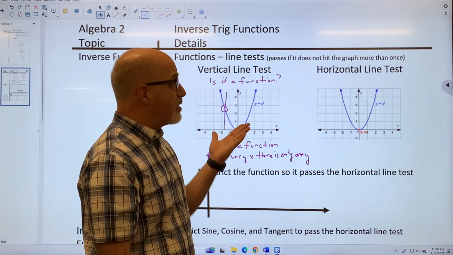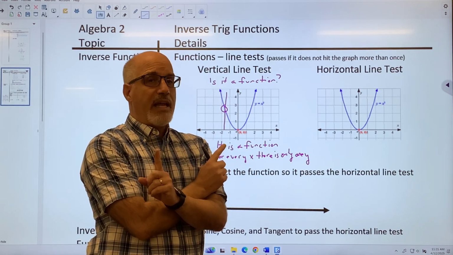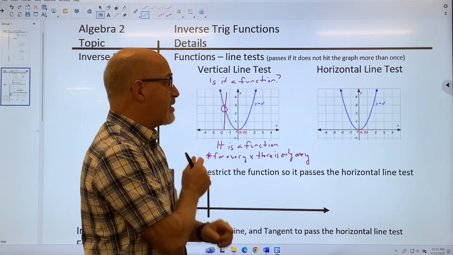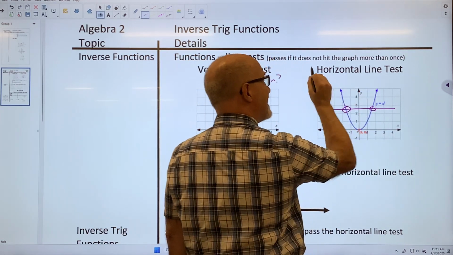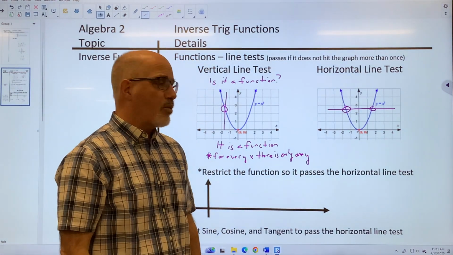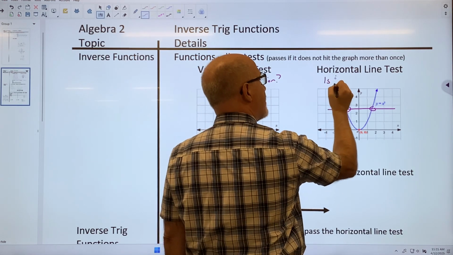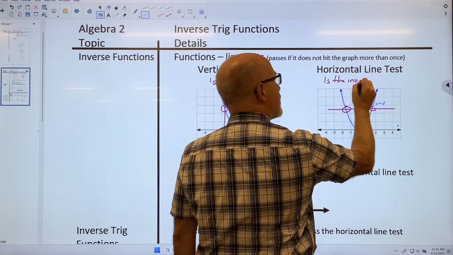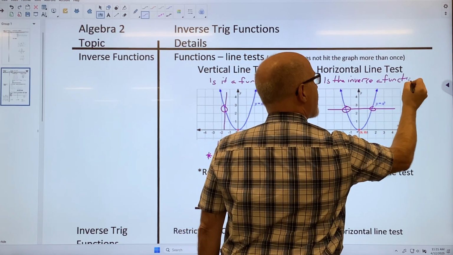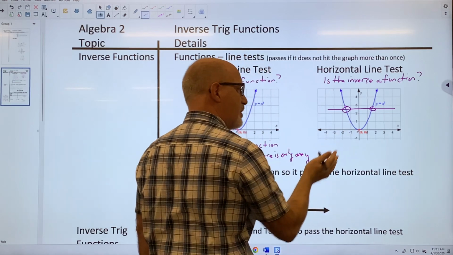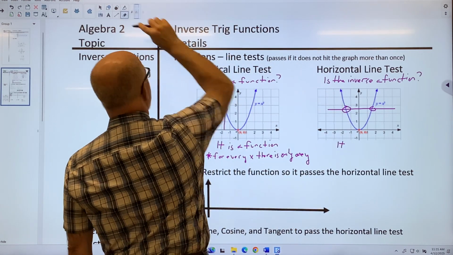So now we use the horizontal line test to see if we flip the x and the y in the formula, would that be a function? And in this case, it wouldn't, because if you notice, if we draw a horizontal line, it hits it twice. It doesn't pass the test, it hits it more than once. So the question we're asking is, is the inverse a function? And the answer here would be no, the inverse is not a function.